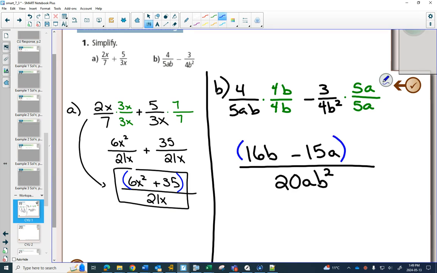Again, remember, this is all grouped together as one single term. The only way I could cancel that out is if I had that identical term on the bottom. But some people will be tempted like, ooh, can I cancel out the b's? No. You can only simplify if you're multiplied, and the factor is identical.